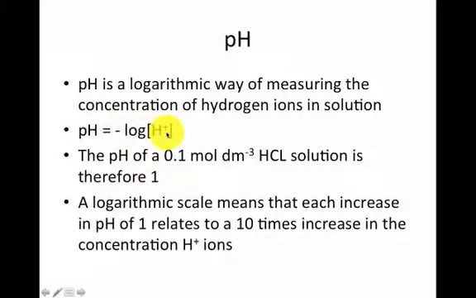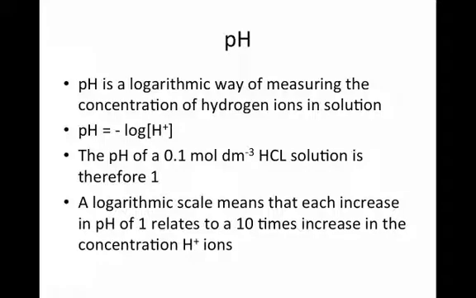So for example, if we have a solution of HCl that is 0.1 mole per dm cubed, we know that HCl dissociates fully when we put it in water. So we're going to have 0.1 mole per dm cubed of H+ ions. It's going to fully split up, so however much we put in, we're going to have that many H+ ions. The negative log of 0.1 is 1.